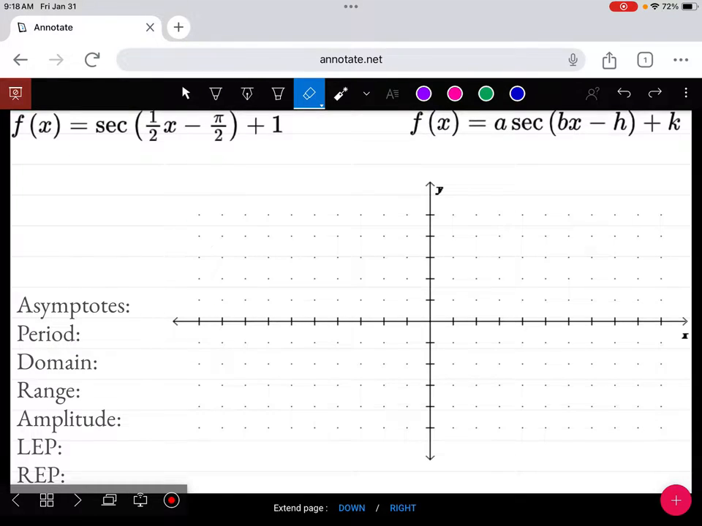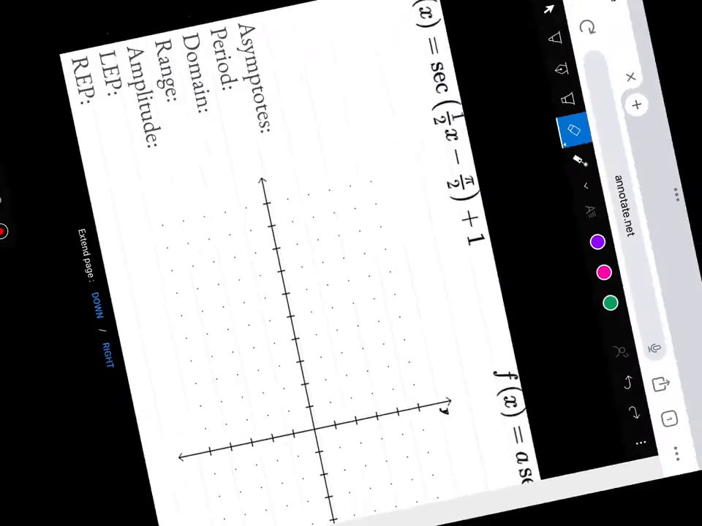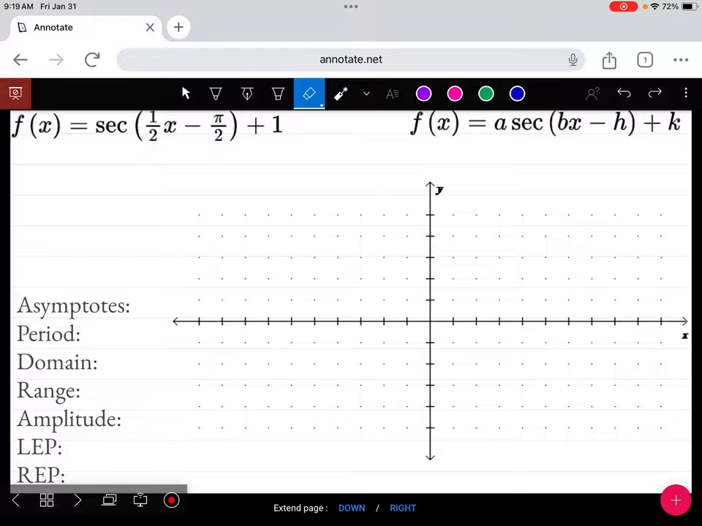Let's do another one. I'm going to do a secant: secant of 1/2 x minus pi over 2, and then plus 1. What do we notice? Yeah, we're not on our x-axis here. We've got this plus 1. Our center line is going to shift up 1.